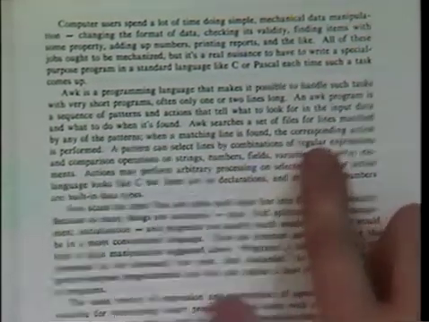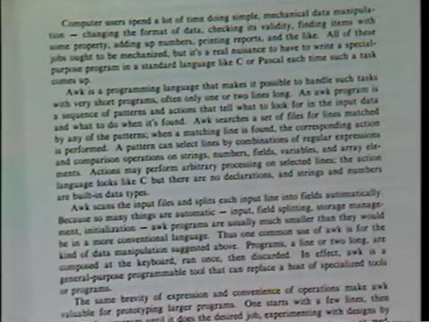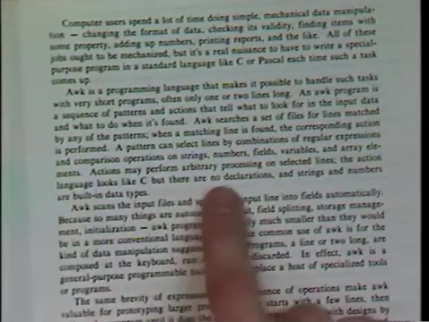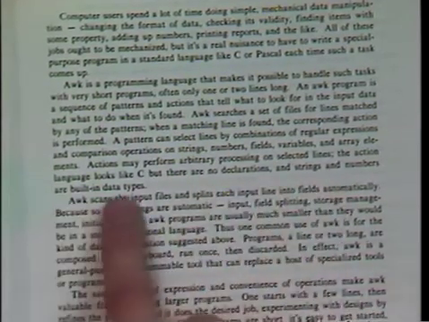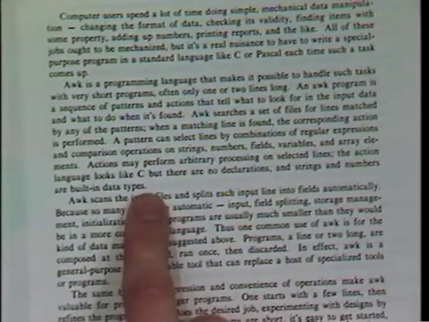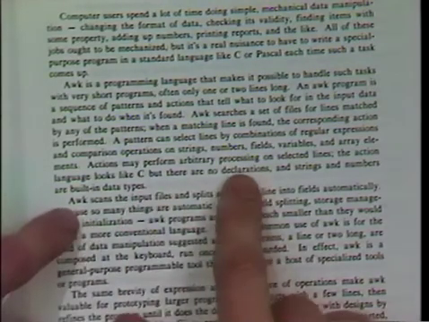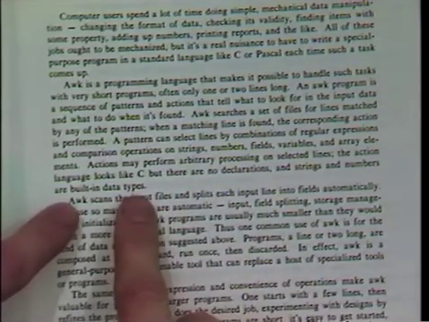She knows about regular expressions. She's heard that term before, but here she says, "The action language looks like C, but there are no declarations. Strings and numbers are built-in data types." And all of a sudden, of course, the authors, Aho, Kernighan, and Weinberger, wouldn't understand that Jill has just one word for declarations and data types, and that is gobbledygook.